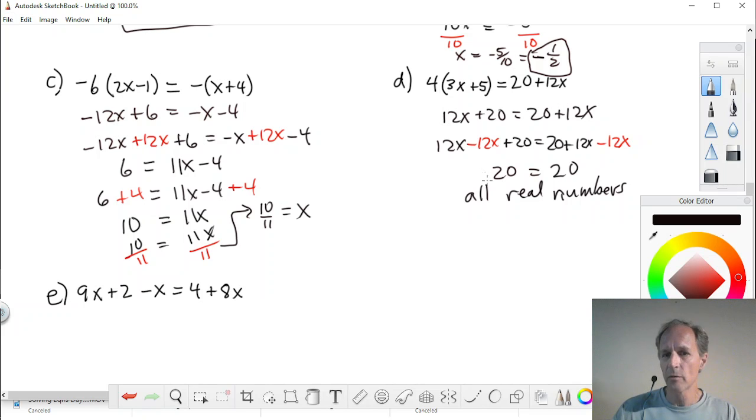And so we say the solution set is all real numbers. And you can write that this way, with a symbol that means all real numbers. It looks something like that. That's another way to do it. Okay? Let's see. We have just one more.